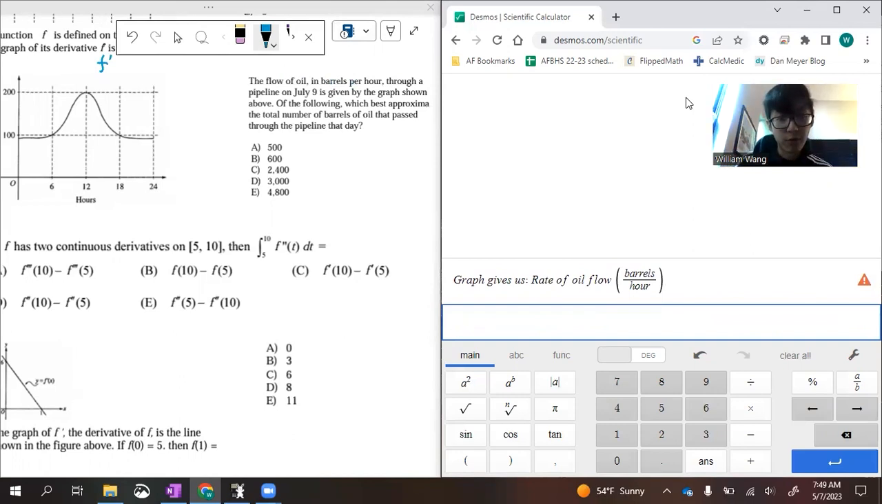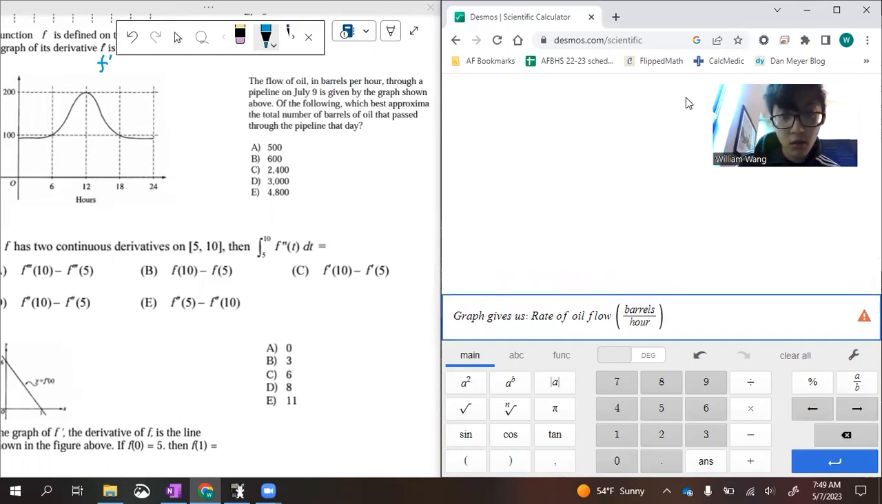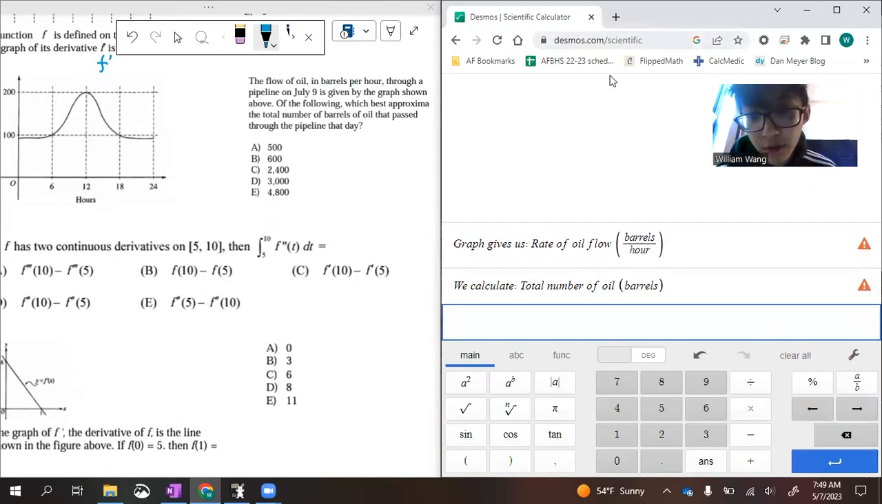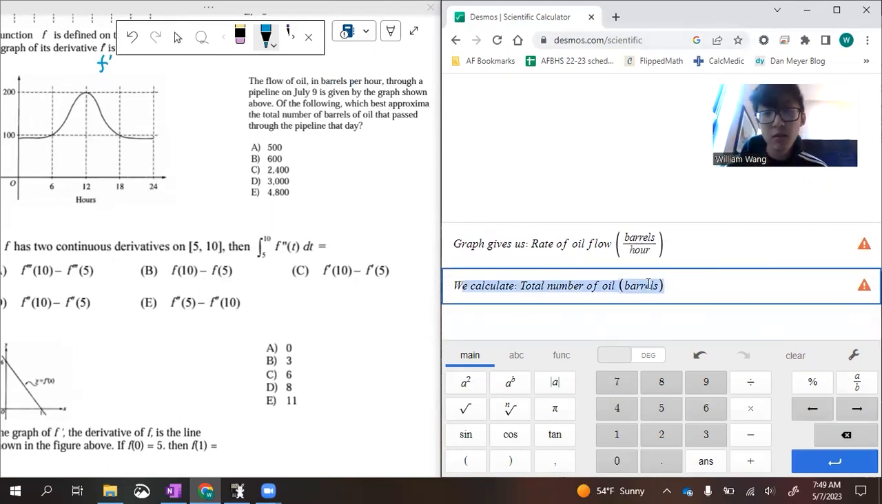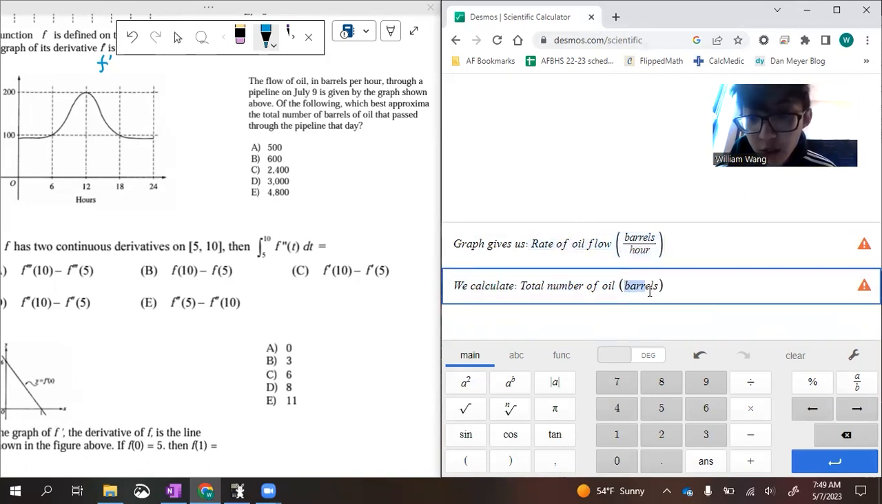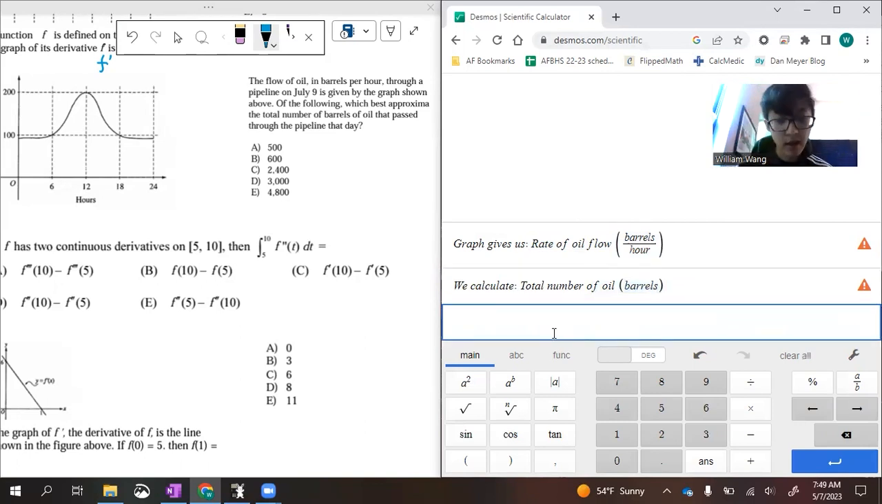Okay, the total number of oil. We calculate the total number of oil, which would just be barrels. I just want the total number of barrels. I want to figure this out. Well, how do I go from a rate back to just the original function where I don't care about the rate, I just care about the total number of barrels? We are going to integrate.